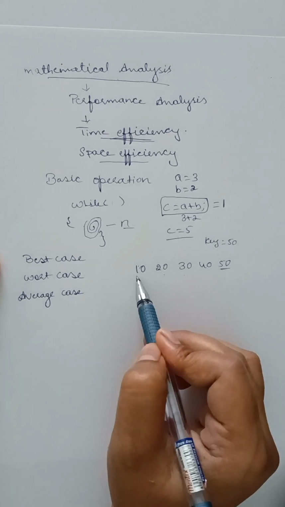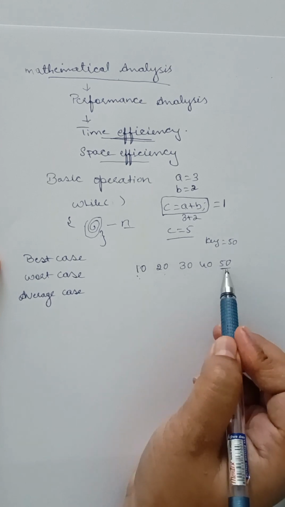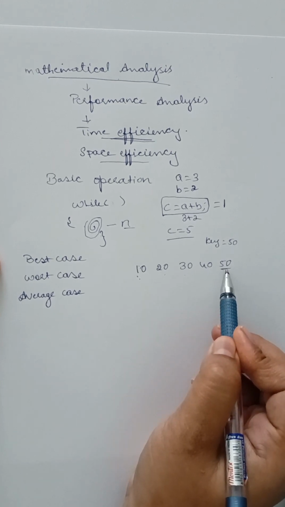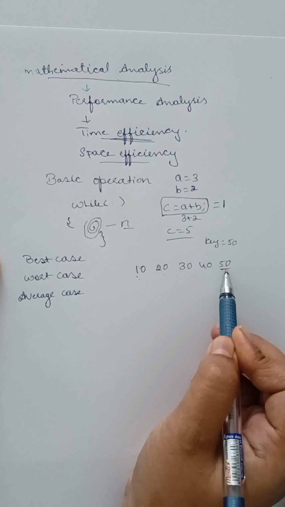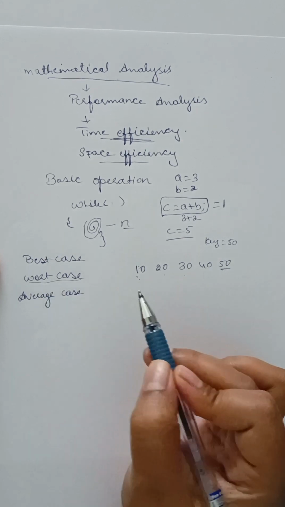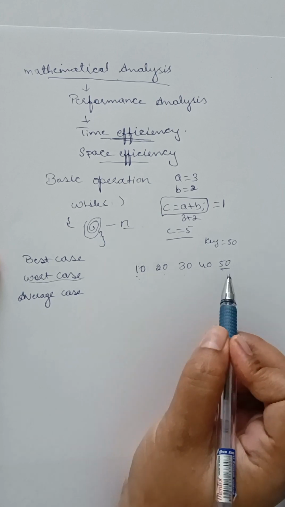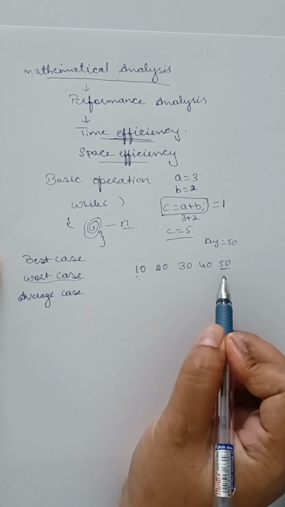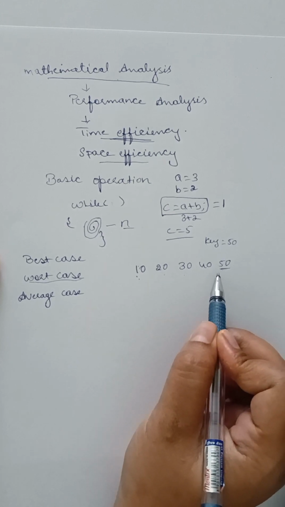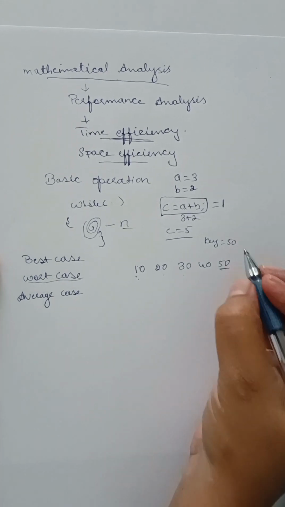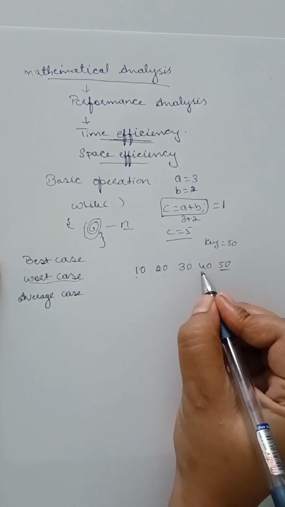So here, from the beginning I started and until the last I have just searched for this element. So this is called the worst case. If the element which we are searching is present at the end of the array, it is called the worst case. And then if I come to the best case, it is not only for 50, it is for 40 also, 40 or 50.